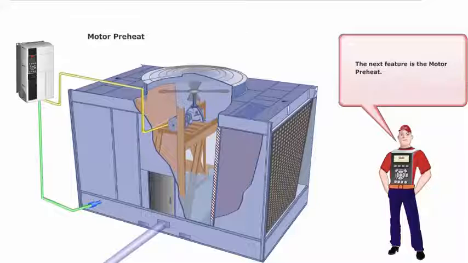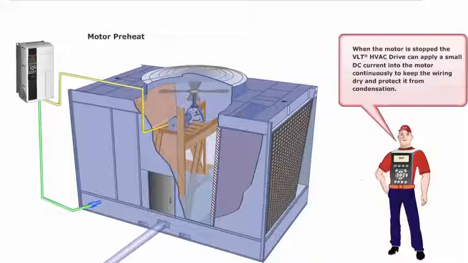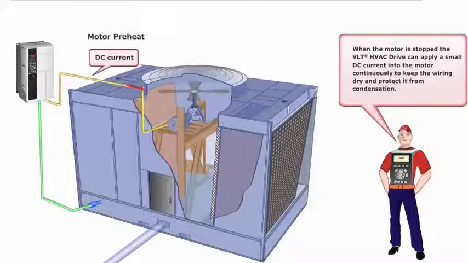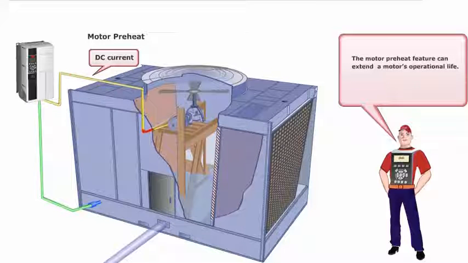The next feature is the motor preheat. When the motor is stopped, the VLT HVAC drive can apply a small DC current into the motor continuously to keep the wiring dry and protect it from condensation. The motor preheat feature can extend a motor's operational life.